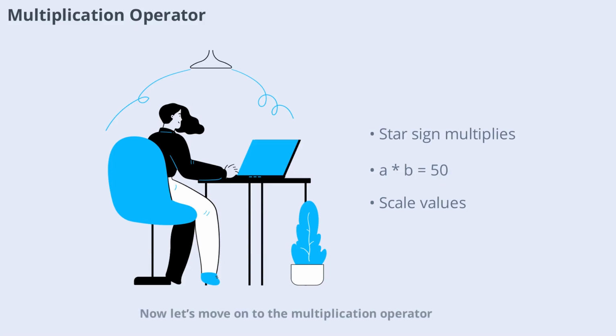Now let's move on to the multiplication operator. The star sign, the asterisk (*), is used to multiply numbers in JavaScript. When you write console.log(a * b), JavaScript multiplies the values of a and b. For example, with a as 10 and b as 5, the result is 50. Multiplication is essential for scaling values, calculating totals, and working with repeated groups. It's a powerful tool for many programming tasks.